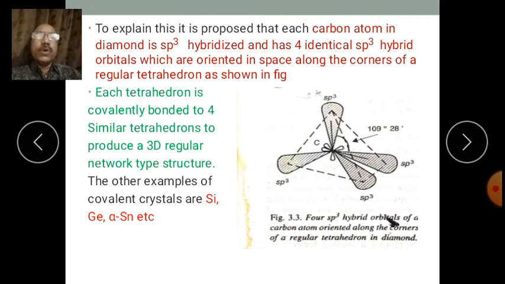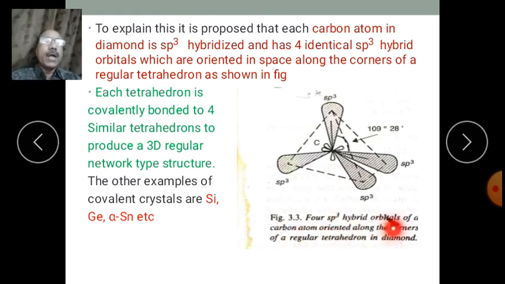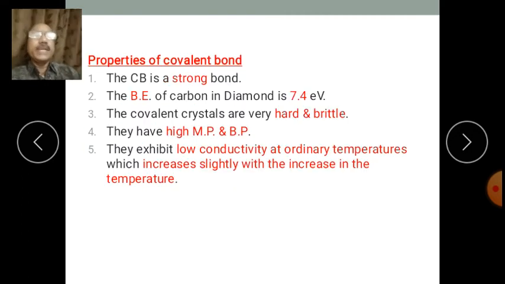The other examples of covalent crystals are silicon, germanium, alpha tin, etc., isn't it? The 4 sp3 hybrid orbitals of a carbon atom are oriented along the corners of a regular tetrahedron in diamond. We have studied the structure of diamond in detail in the previous unit. Now these are the properties of covalent crystals.